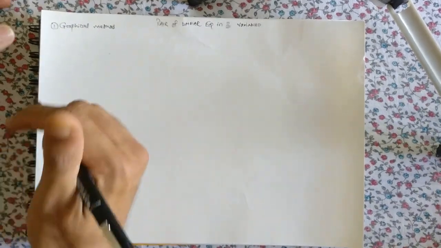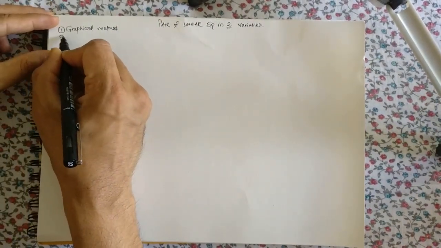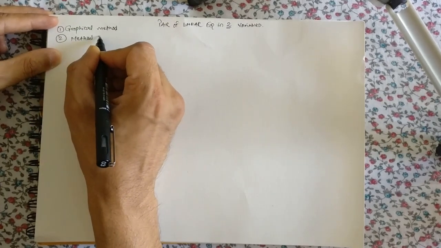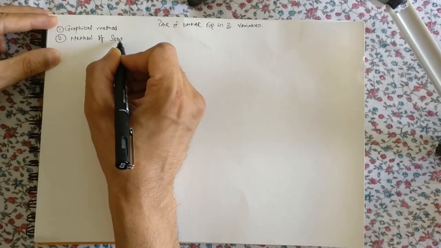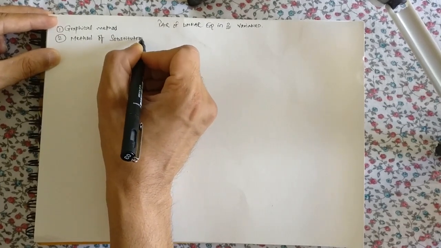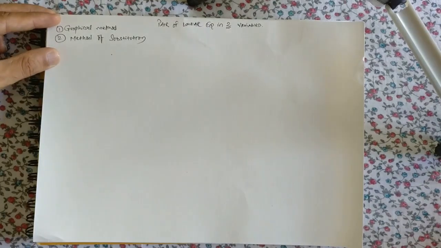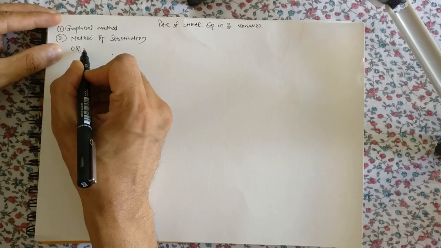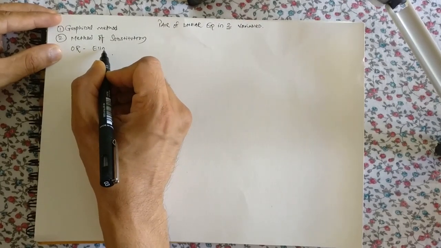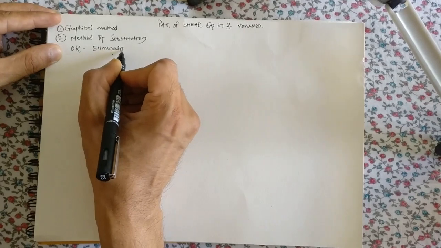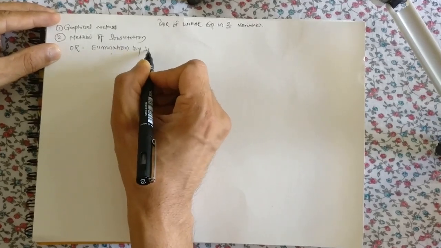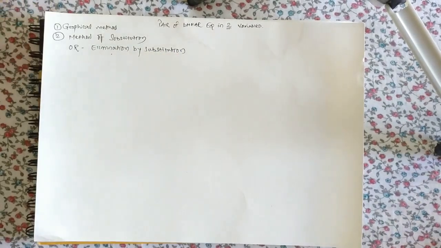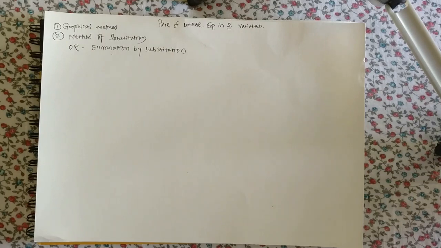The second method which we are going to do today is the method of substitution. Some teachers and some books also refer to it as elimination by substitution. Elimination by substitution or method of substitution.